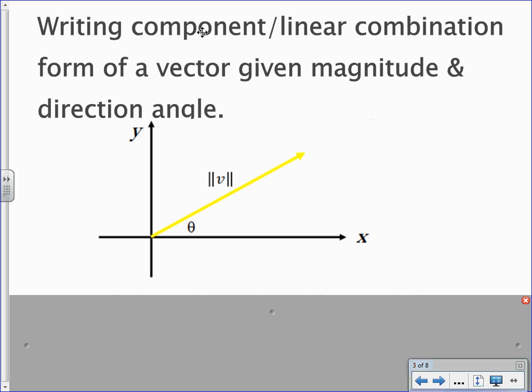We have been able to get a vector and find its magnitude and direction. What if we know the magnitude and direction? Can we write the vector?